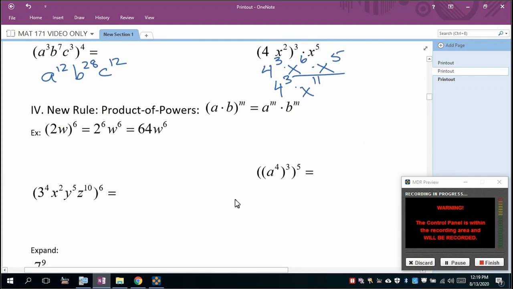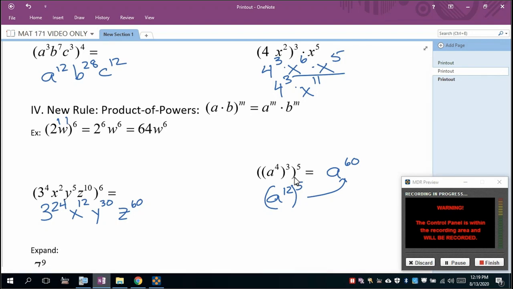Now, product of powers, basically, it's sort of a distributing. One thing is, if there's not a power, you can put a 1 there. So for this, we'd get 3 to the 24th, x to the 12th, y to the 30th, and z to the 60th. Now, power of a power of a power, we get a to the 60th. You could have a to the 12th to the 5th. You could go that route. Or you can even go a to the 4th to the 15th. Doesn't matter.